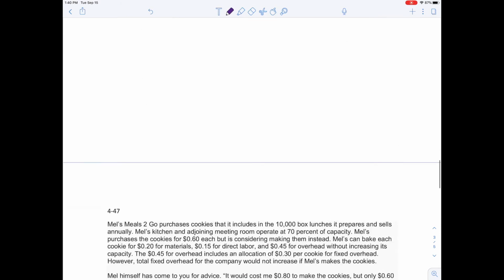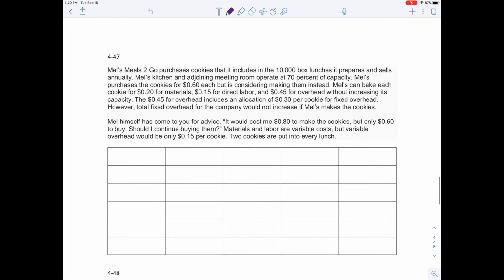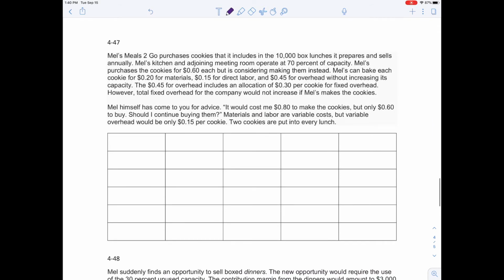Now let's move on. We'll go to some of the other questions in this chapter that they are considering. This next one, 4-47, is a make or buy. So what they're trying to determine is, should I make the product on my own, or should I go ahead and buy it from someone else?